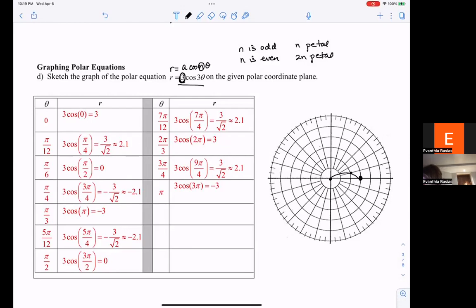And then it continues to the next tip, which would be here, and goes around this way.